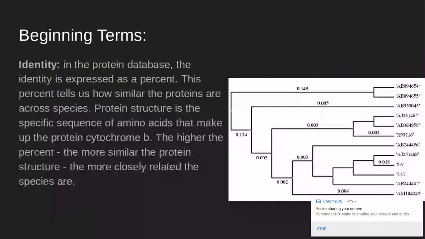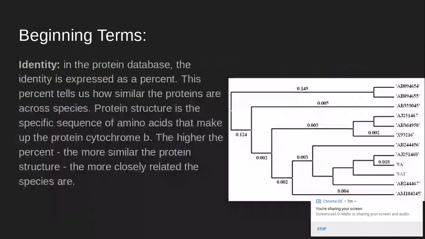Okay, the last term we'll talk about, identity. So in the protein database, when we align two proteins from two or more species and we compare them, the program will kick out what's called an identity. The identity is expressed as a percent. And basically what it means is if we were to compare those two proteins, just like the database did, we would notice that percentage of amino acids in the exact same spot.